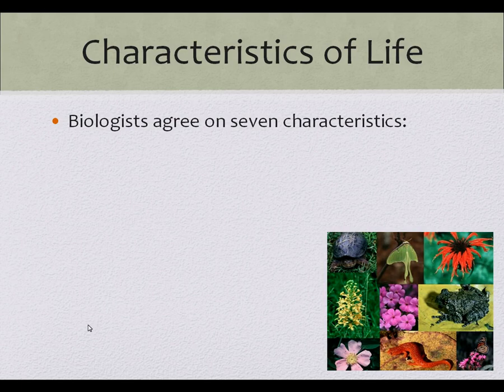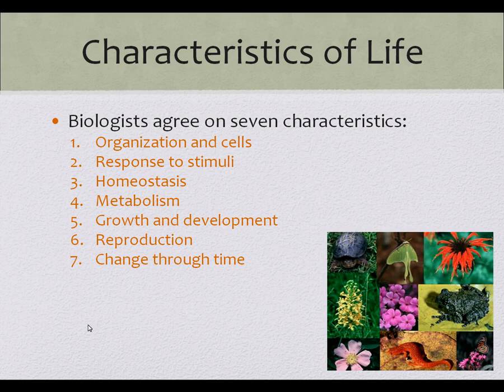However, you may find that different textbooks and different teachers may break them down in different ways. I've seen up to 9, but generally speaking, at the heart of it all, these are the characteristics that scientists agree all living things have. Take a moment and pause the video and read through those. We're going to go over each one in more detail.